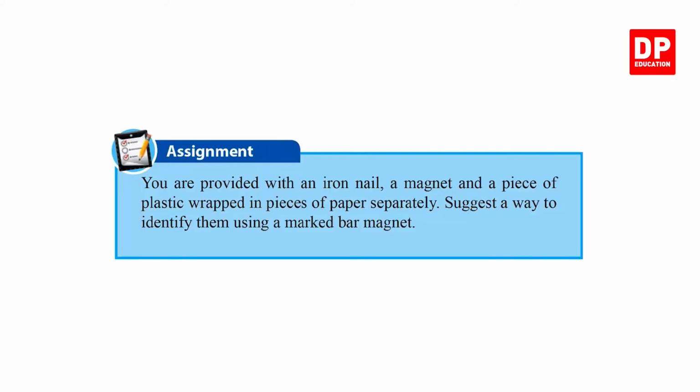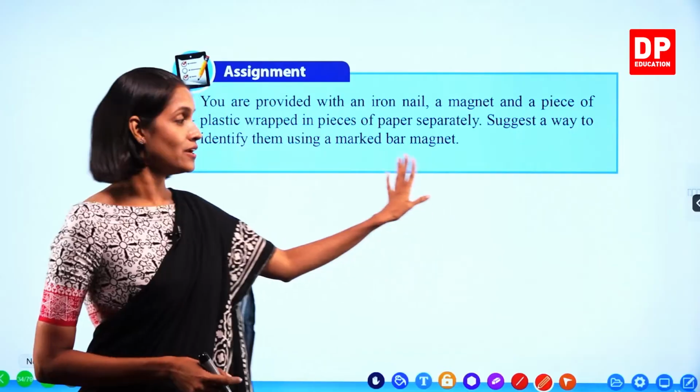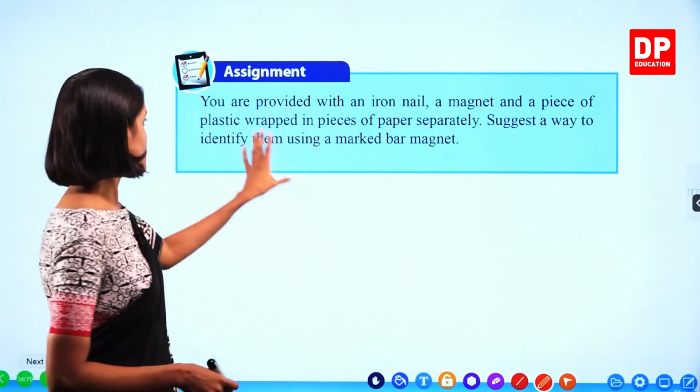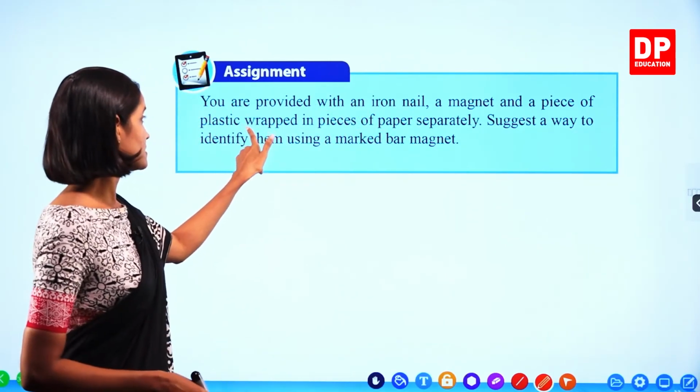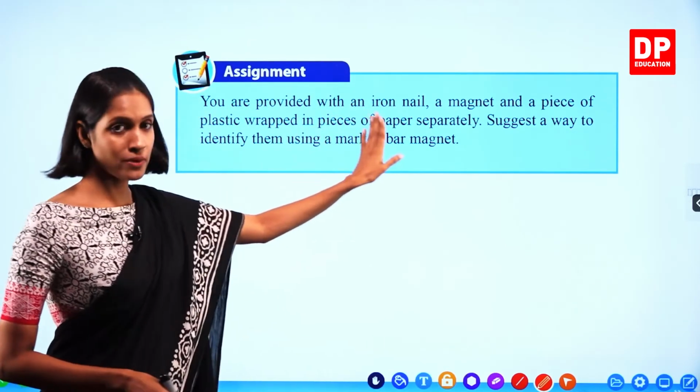The assignment. You're provided with an iron nail, a magnet and a piece of plastic wrapped in pieces of paper separately, which means you can't see them. Suggest a way to identify them using a marked bar magnet. Now you are given three objects: iron nail, magnet and piece of plastic wrapped in pieces of paper.